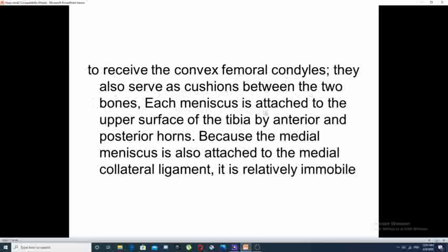Each meniscus is attached to the upper surface of the tibia by two horns. One is the anterior horn and the other is the posterior horn. Because the medial meniscus is attached to the medial collateral ligament, it is relatively immobile or fixed.